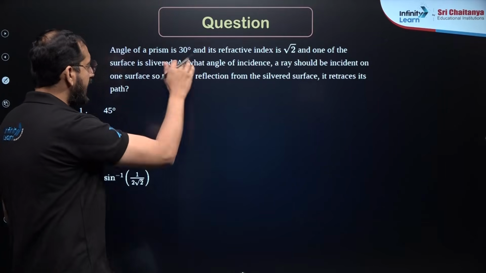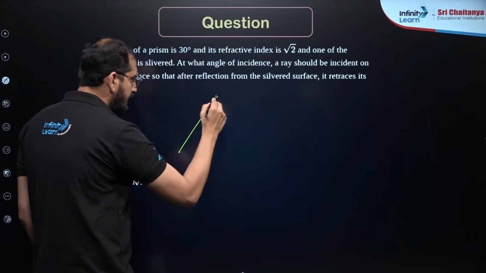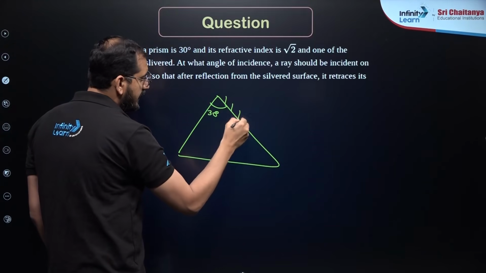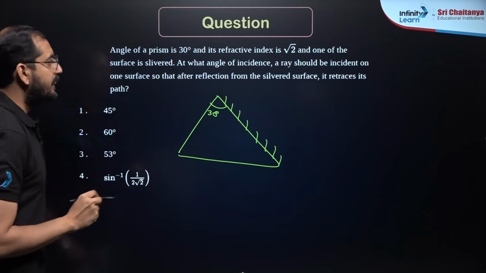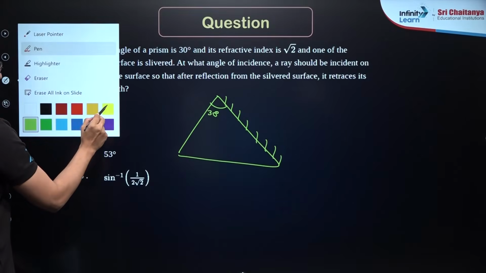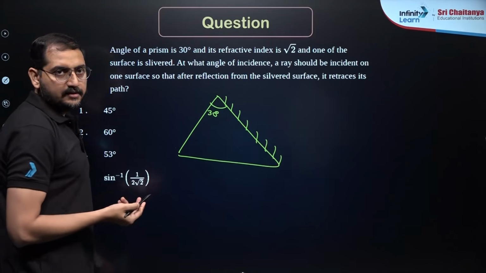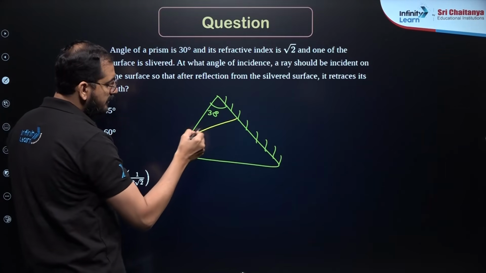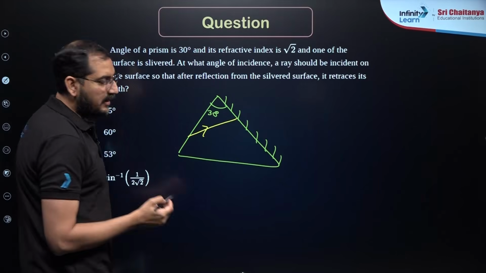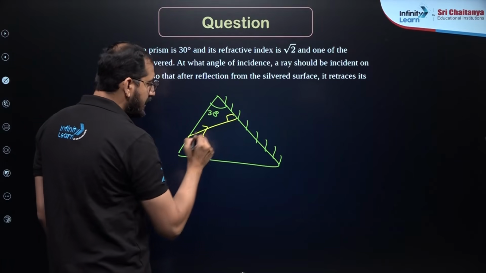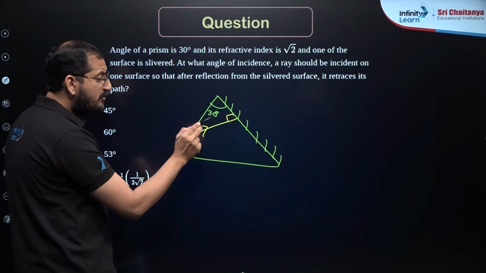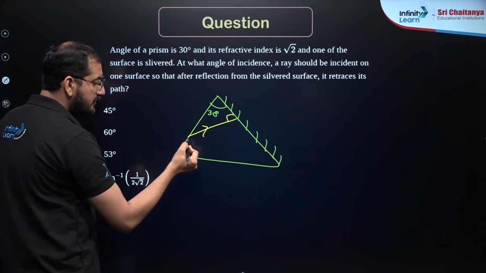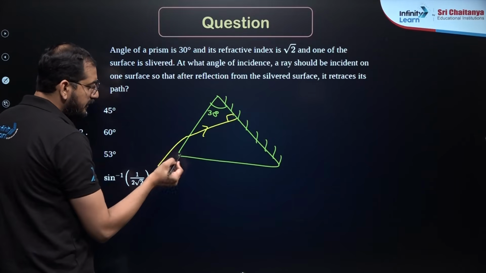So here we have a prism. The prism angle over here is 30 degree. This side we have silvered out. Now I want to find out at which angle should the light be incident so that after the light is reflected from the mirror, it retraces its path. It means that this light inside the prism should fall at 90 degree at the silver surface, then only it will retrace the path and will come out like this.